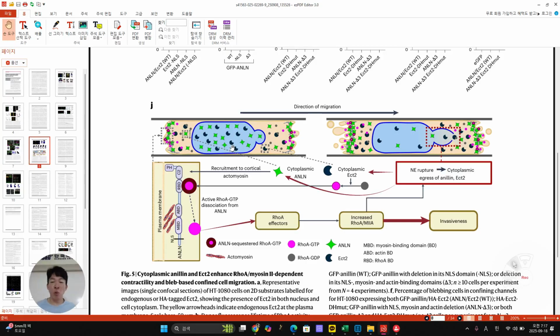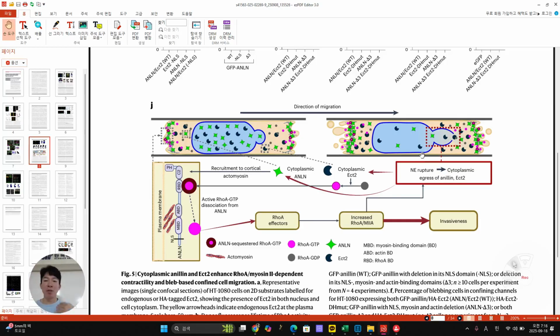Oh, that's a very good question. Actually, this paper didn't deal with that part. So you are asking, when they penetrate and finish this confined migration, can the rupture go back to normal, right? Probably this cell has a membrane repair mechanism or DNA repair mechanism, something like that. Because of that, this ruptured membrane can be normal.